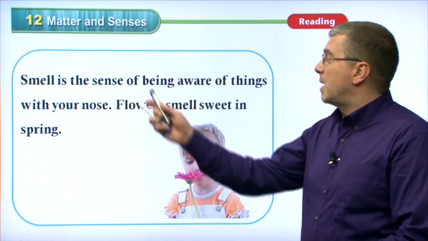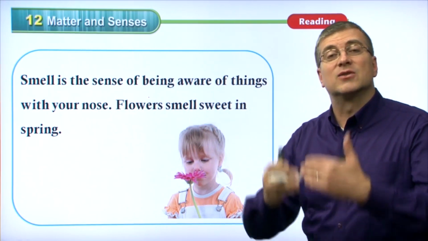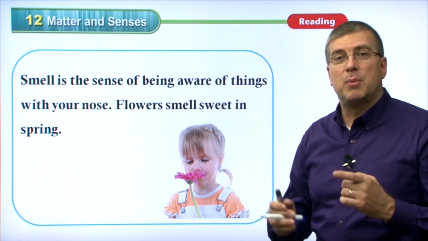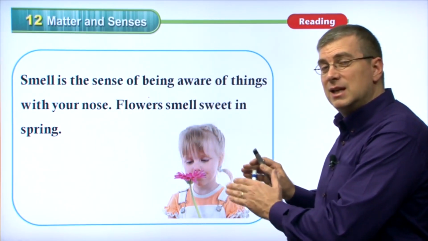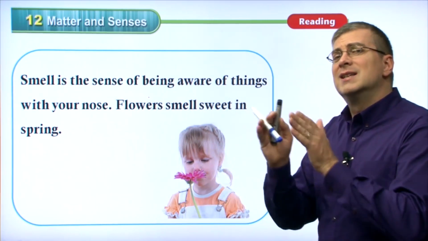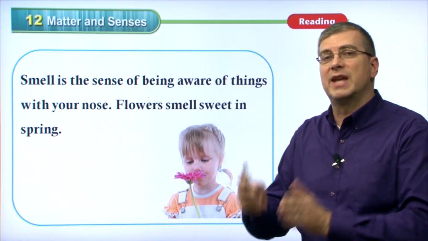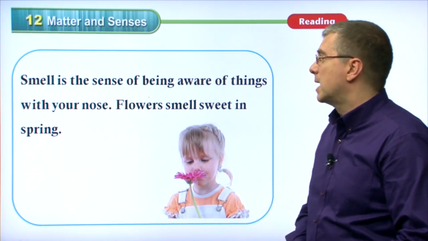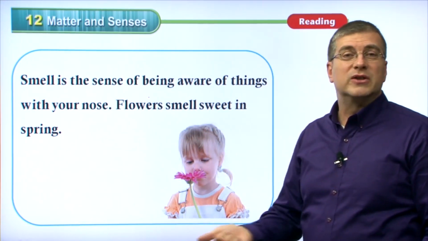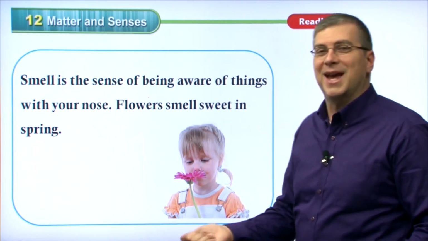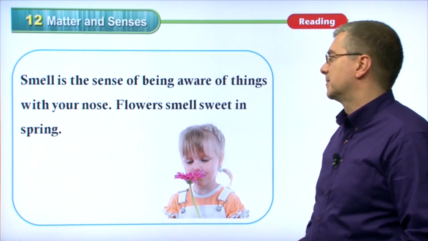Next, we have smell. Smell is a sense of being aware of things with your nose. Each sentence says what it is, and it also says what body part is associated with that sense. It's the same construction in each sentence, and like I said, that's important. If you're going to write this type of passage, keep the same structure, keep the same organization. This is a good example. Flowers smell sweet in spring. Yeah, so you use your sense of smell. Your brother's socks smell bad every day, okay? So smell is a sense of being aware of things with your nose.